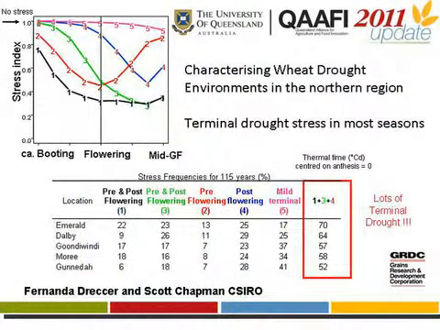And climate analysis, I won't go through this data in detail, but this is some climate classification work that's been done at CSIRO by Fernanda Drecker and Scott Chapman. But the basic take-home point is that we experience terminal drought in between 60 and 70% of seasons in most of the major cropping regions in the north. So terminal drought is a big problem, and so we're really trying to minimise the frost risk and then minimise the effect of terminal drought that's compounded by planting late.